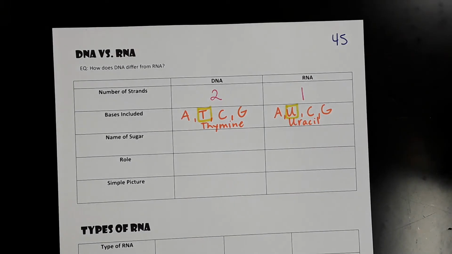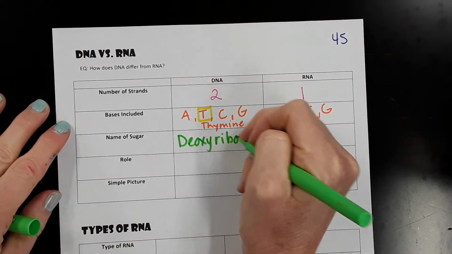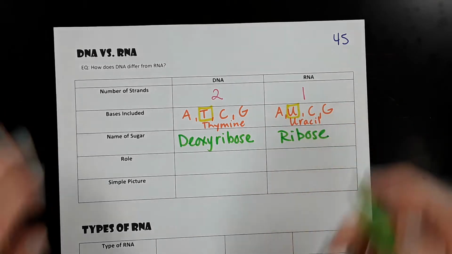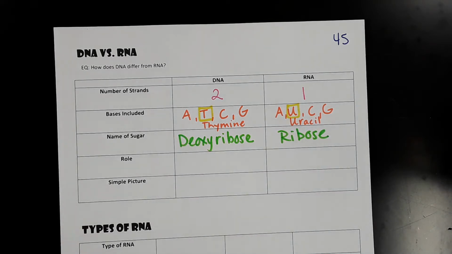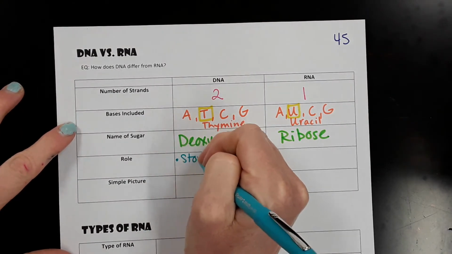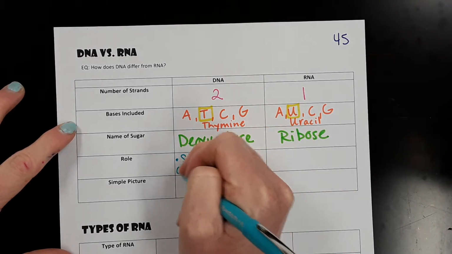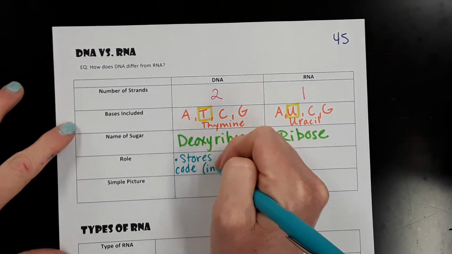The name of the sugar in DNA, the sugar is deoxyribose. So we have deoxyribose sugar, and in RNA it is ribose sugar. The role is different between these two different types of molecules. The role of DNA is it stores the genetic code. And the genetic code is the instructions to make the organisms. So these are the instructions.